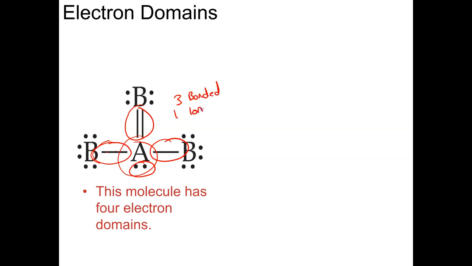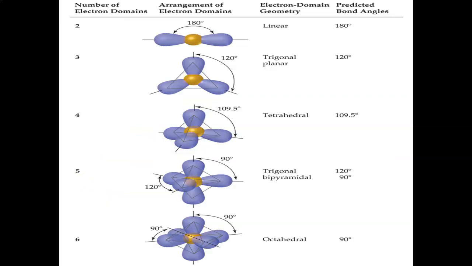and 1 lone. 3 plus 1 would give us typically a trigonal pyramidal structure, and we're going to go into how to figure that out. But that's what this means. It has a total of 4 domains, but it's 3 bonded and 1 lone. And you want to make that distinction.